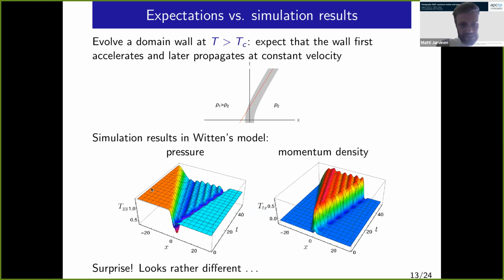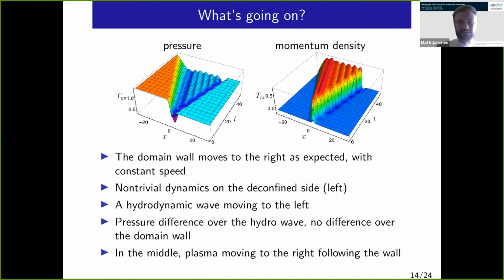So I'm here plotting the pressure and the momentum density that you obtain from our simulations as a function of the position over the domain wall and the time. And you see that it's quite different from the naive expectation. I mean, there is something like a domain wall movement, but there's more complicated dynamics. So what is going on?